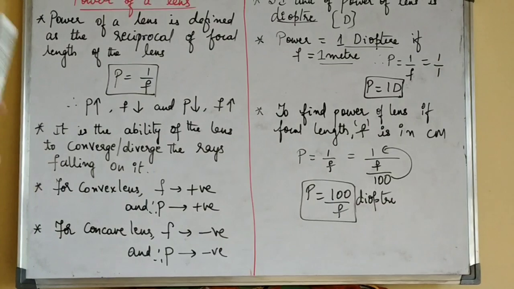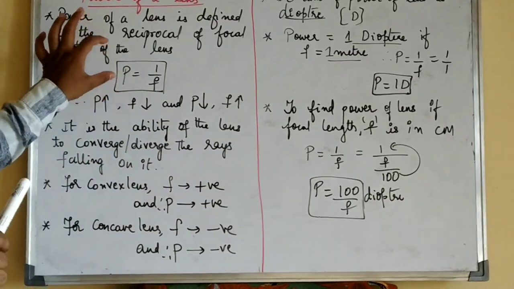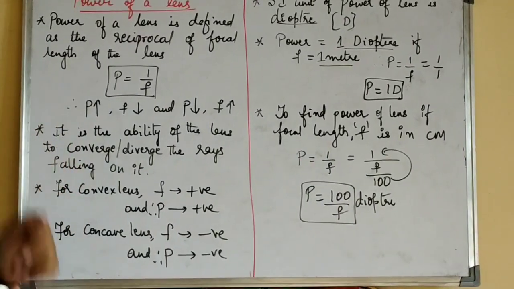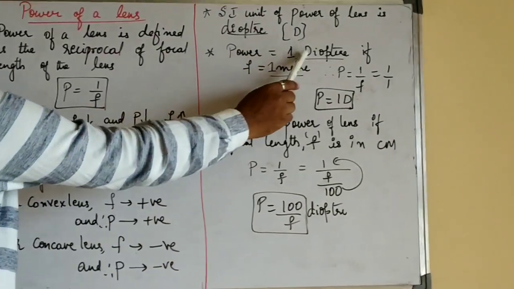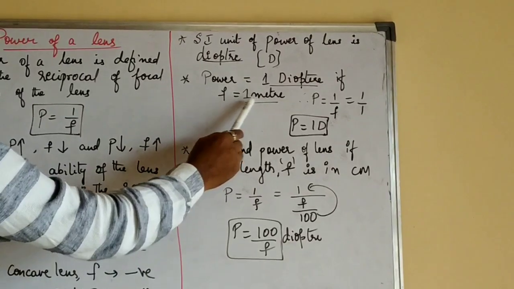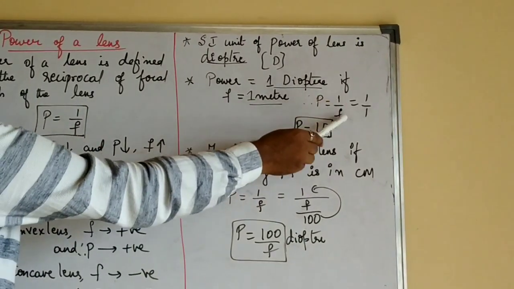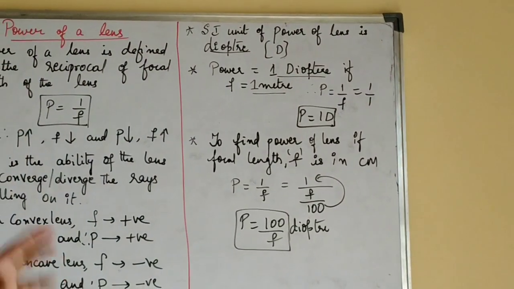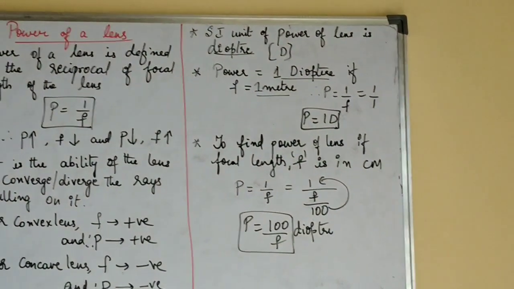So, power of the lens is said to be 1 diopter if the focal length of the lens is 1 meter. Okay. So, power is equal to 1D or 1 diopter if the focal length is 1 meter. So, P is equal to 1 by F is equal to 1 by 1. P is equal to 1D. 1D means 1 diopter.